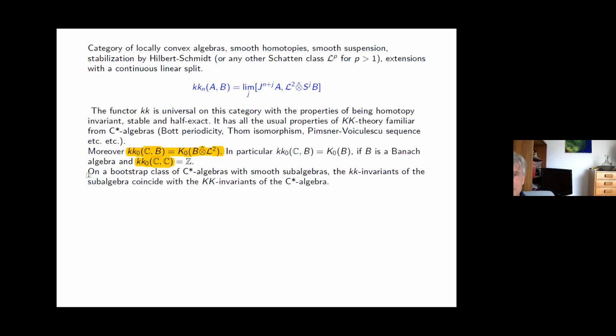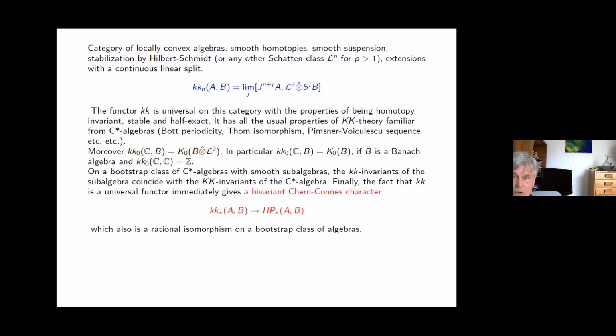Okay, also on a bootstrap class of C-star algebras with smoothed up algebras, actually the KK invariance of the smoothed up algebra will coincide with the Kasparov invariance of the bigger C-star algebra. So it has also nice properties. I mean, simply the bootstrap class is the class that you get from, let's say, commutative algebras and by doing cross products, long exact sequences and so on. And then for each of these constructions, you can carry over the isomorphism. It's not a very deep result, it's just an observation. And on the bootstrap class, it will always work that you get the nice situation.